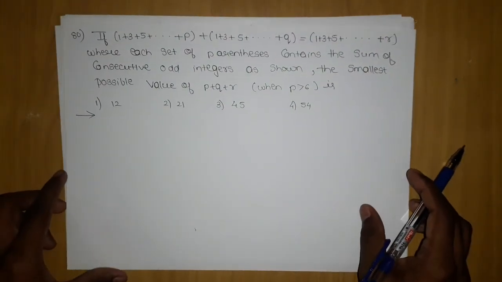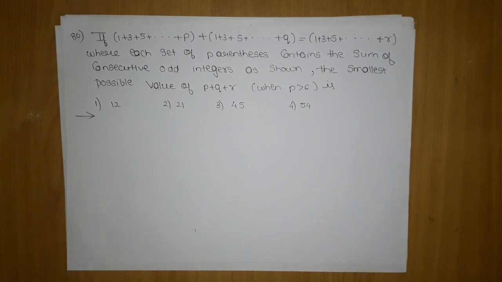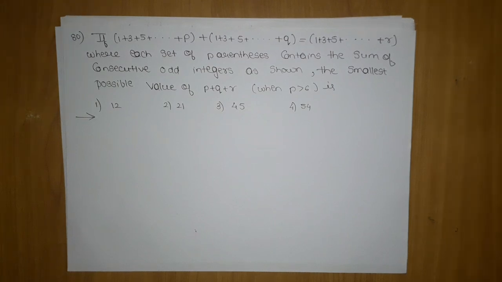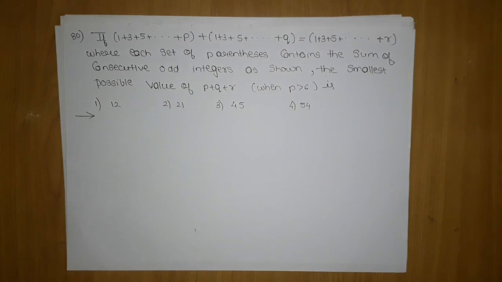It is if 1 plus 3 plus 5 and so on. We have discussed this problem, but I will discuss it in a fast manner, because we have discussed this problem in very detail once. The problem is 1 plus 3 plus 5 and so on till p, plus 1 plus 3 plus 5 plus q, is equal to 1 plus 3 plus 5 till r. Each set of the parentheses contains the sum of consecutive odd integers as shown. The smallest possible value of p plus q plus r when p is greater than 6.